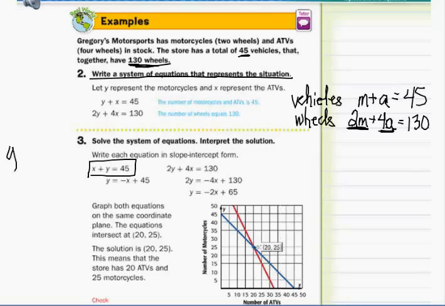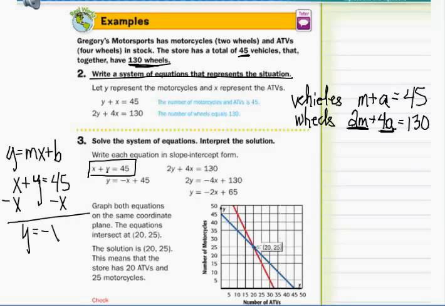So if we know that slope-intercept is y equals mx plus b, and I have something that looks like this, then I know that if I have to get y by itself, I need to subtract x from both sides. So I would have y equals negative x plus 45. That is my equation. Next one, 2y plus 4x equals 130. If I have to get y by itself, I need to move this 4x to the other side. So I would subtract 4x from both sides.